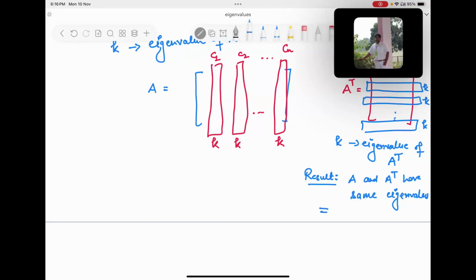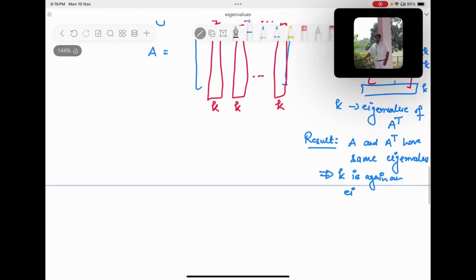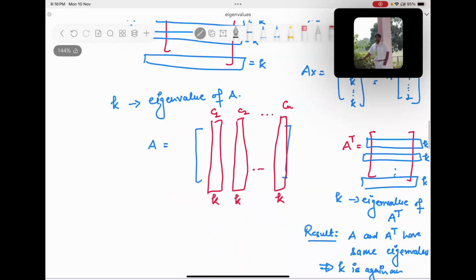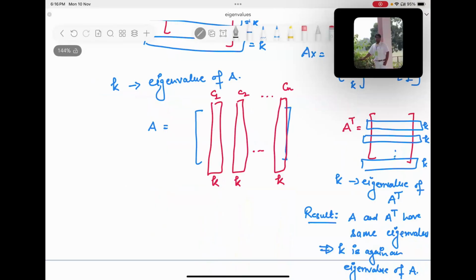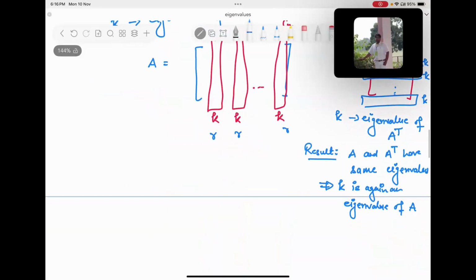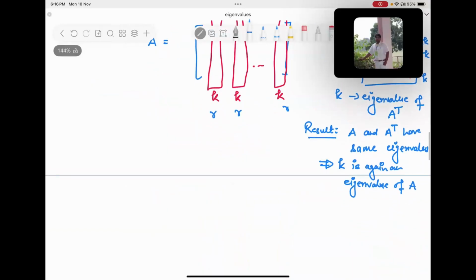So from this we can say k is again an eigenvalue of matrix A. If the sum of all rows are the same and equal to k, then k has to be an eigenvalue of A. And similarly, if the sum of all columns is k, then k has to be an eigenvalue of A. Right? You can take a different symbol if you want. So you can take R, R, R. It doesn't make any difference. Okay.